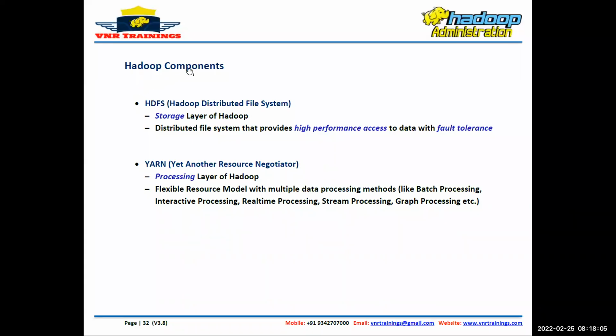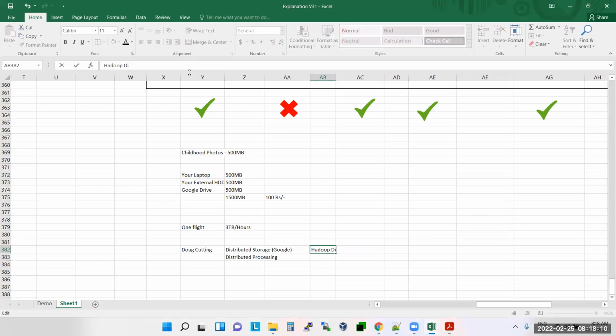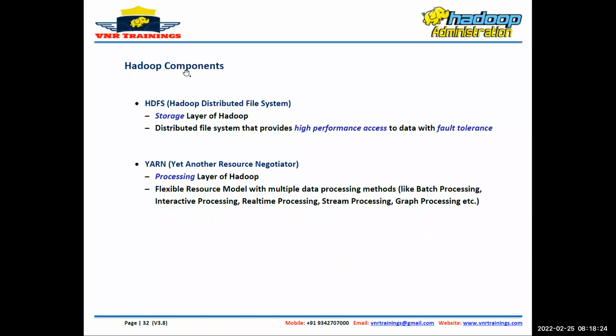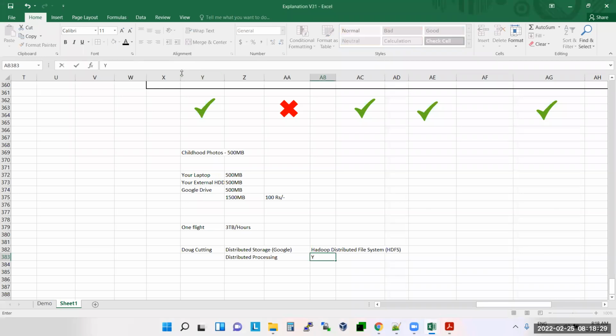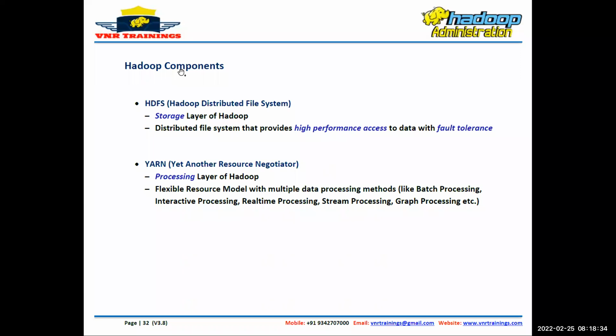So when I say Hadoop components, the storage is the Hadoop Distributed File System, HDFS. He started the processing layer with a different one. So it has two components now: HDFS, Hadoop Distributed File System, which is the storage layer of Hadoop, and YARN, which is the processing layer of Hadoop.